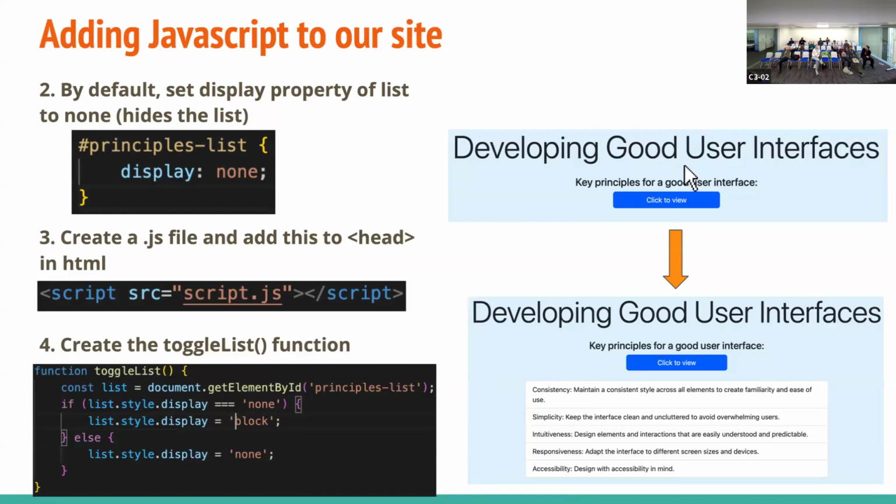Equally, we create the toggle list function. The theory is very easy. We're just checking to see if the element that we've gotten is currently being displayed. If it's not currently being displayed, we want to display it. Otherwise, we want to hide it. So this button is effectively a toggle. You click it once, you'll see the list, and you click it again and the list will hide. It's a very basic example, but it's quite fundamental. So again, click the button, see the page. Next.